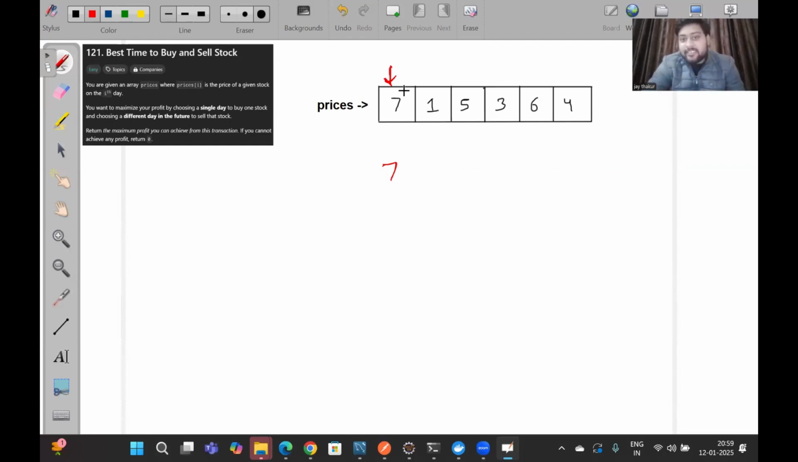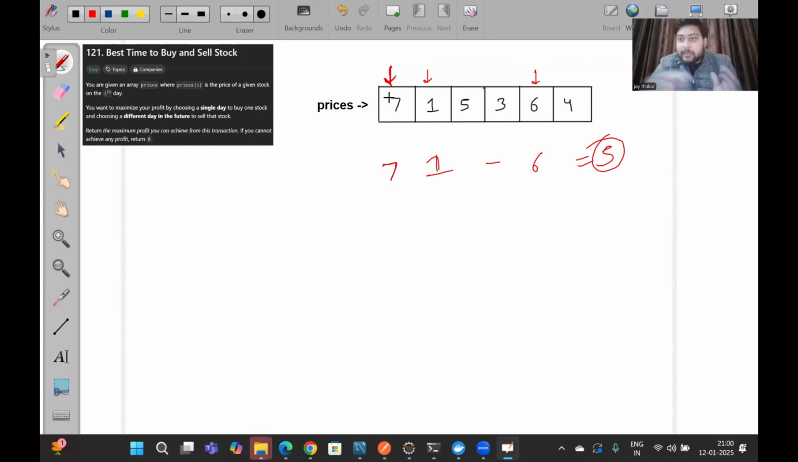Now, as we can see, this 7 is the maximum element in this whole array. So whenever we try to sell this, it doesn't matter because it is not going to give us the maximum profit as it is the greatest element inside this array. So let's move forward. Now we are at the second day where the price of the stock is equal to 1. Now if we try to sell this on the fifth day, then on the fifth day the price of the stock is equal to 6. So the maximum profit out of it is equal to 5. So this will be our maximum profit.